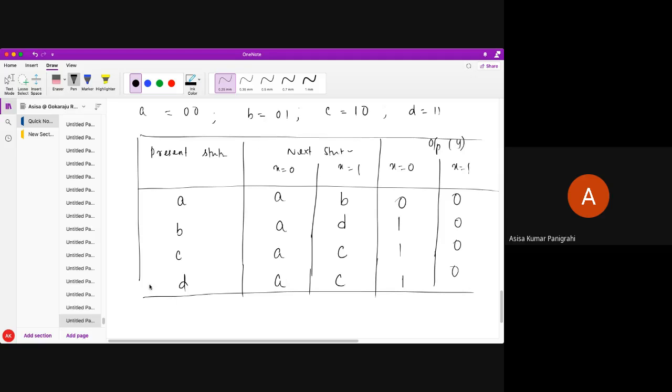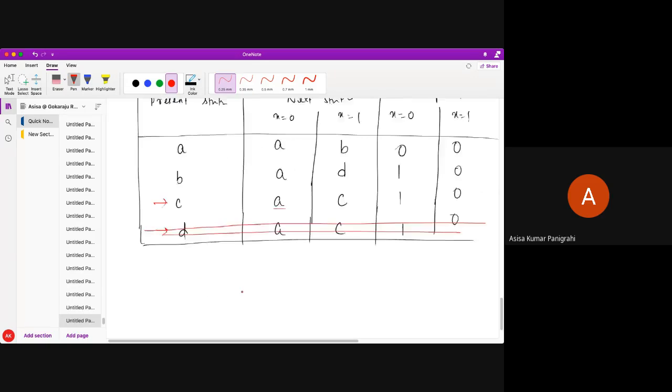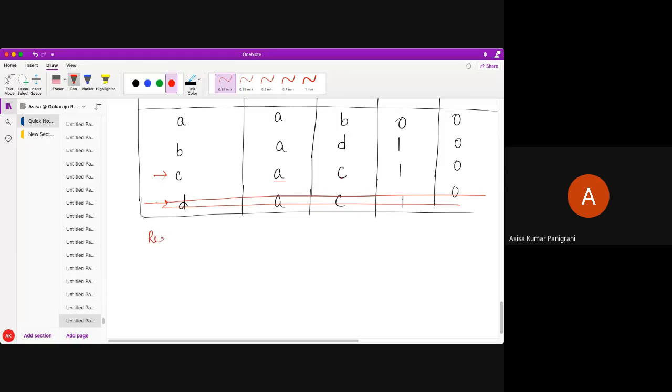So now you have to check whether any reduction is possible. Yes, because you can see state C and state D have the same next state and output. So one state can be reduced. So D can be reduced. So what is my reduced state table now? My reduced state table I can draw here. And before that, I just have to check: D will be removed, so D will be replaced by C.